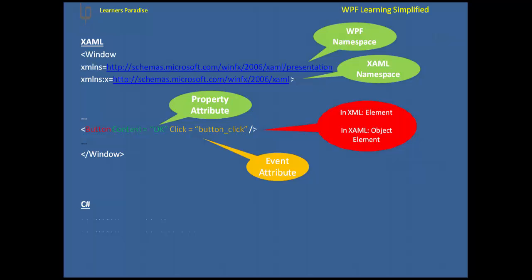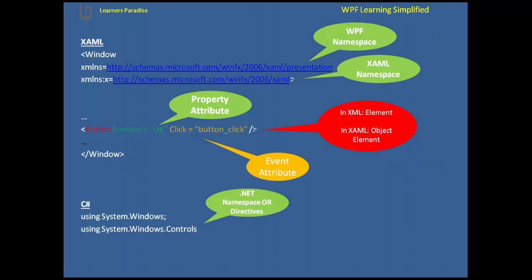Now let us see how this can be entirely written in C#, or what is sometimes referred to as code behind. First, what we had in XAML as namespaces, similar to that we have here using System.Windows or using System.Windows.Controls, etc. This is called .NET namespace or directives. What we called WPF namespace or XAML namespace in XAML, here is called .NET namespace or directives.